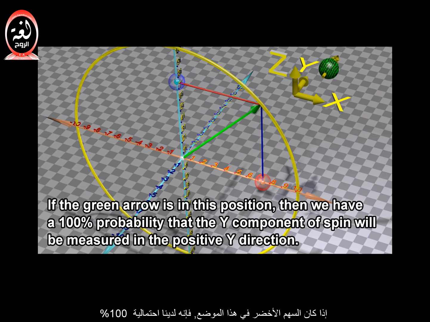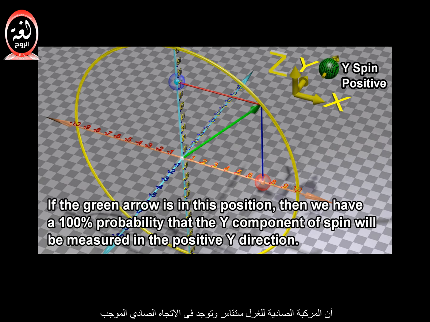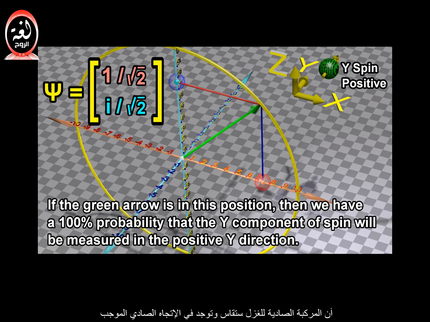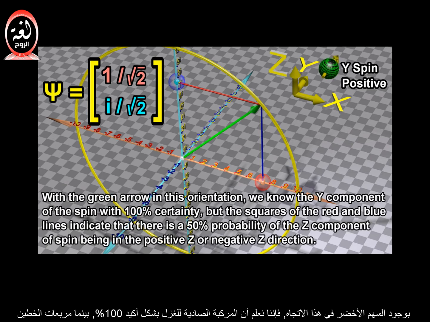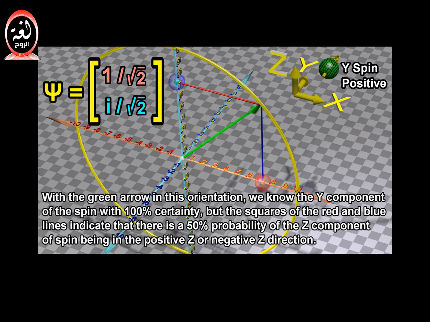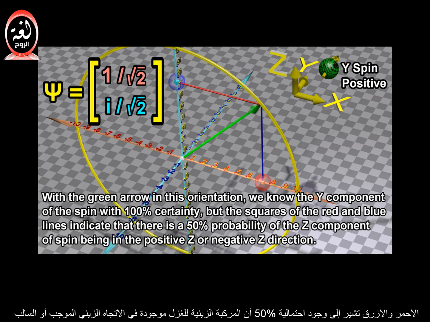If the green arrow is in this position, then we have a 100% probability that the y component of spin will be measured in the positive y direction. With the green arrow in this orientation, we know the y component of the spin with 100% certainty. But the squares of the red and blue lines indicate that there is a 50% probability of the z component of spin being in the positive z or negative z direction.